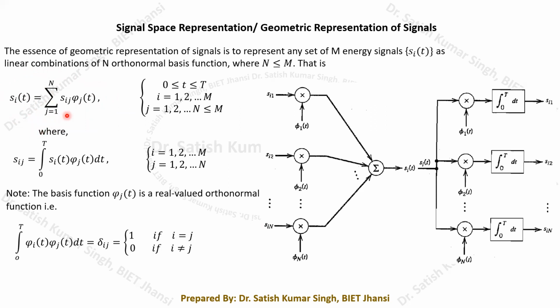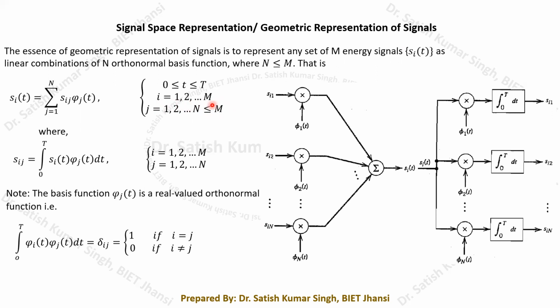If you see this expression, we have a certain amplitude factor s_ij, which is multiplied with a function of t, phi_j(t). This phi_j(t) is known as the basis function. Try to understand this terminology. This basis function has a certain amplitude s_ij. If we want to generate signals, the number of different signals is 1 to M, which denotes the number of message points.